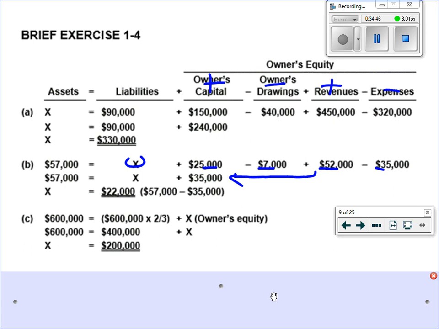In the second one, or in brief exercise 1-4B, total assets are given, they're asking you to figure out liabilities, and then based on all that owner's equity change. And in the last one, they give you total assets, and they say liabilities are equal to 2/3 of the total assets. From there, figure out owner's equity. Still just always remembering that simple basic accounting equation, assets equal liabilities plus owner's equity.